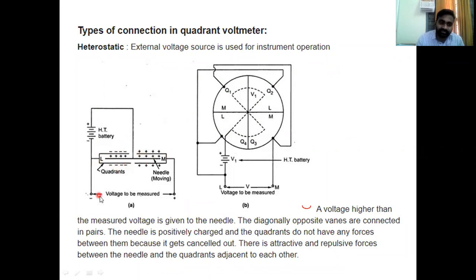The fixed plates are provided with the voltage to be measured, and the movable plate is fed from an HT battery. This is nothing but the movable plate, the needle moving. So the fixed plates are called quadrants, and the movable plate is called the needle plate, and the needle plate is connected to the HT battery.